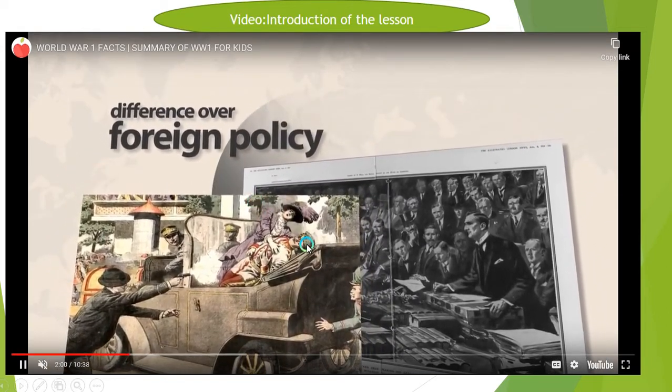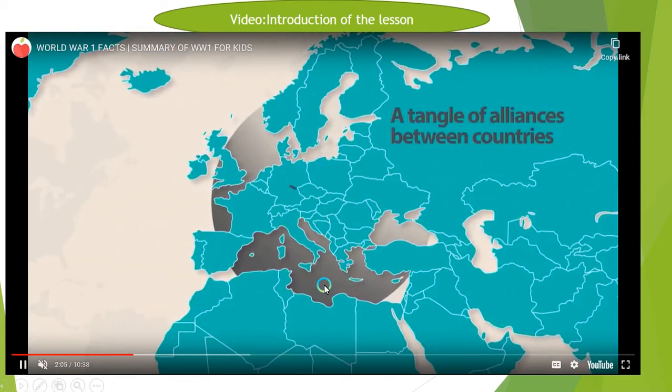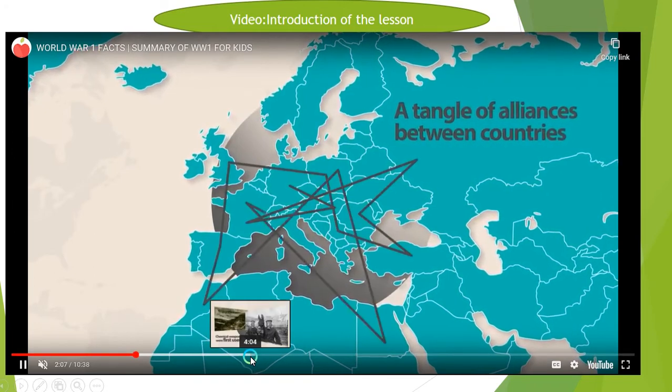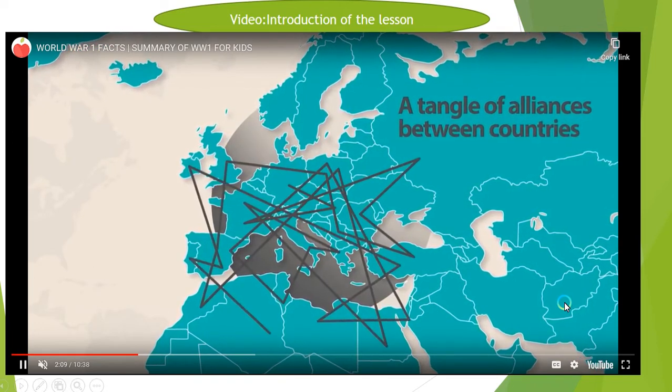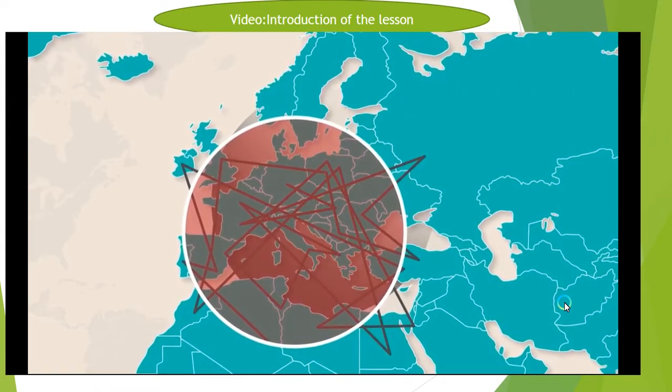The difference over foreign policy. After that, there were many causes. The first one was the alliance between countries. The triangle of alliances between the countries, and really everything was scrambled.